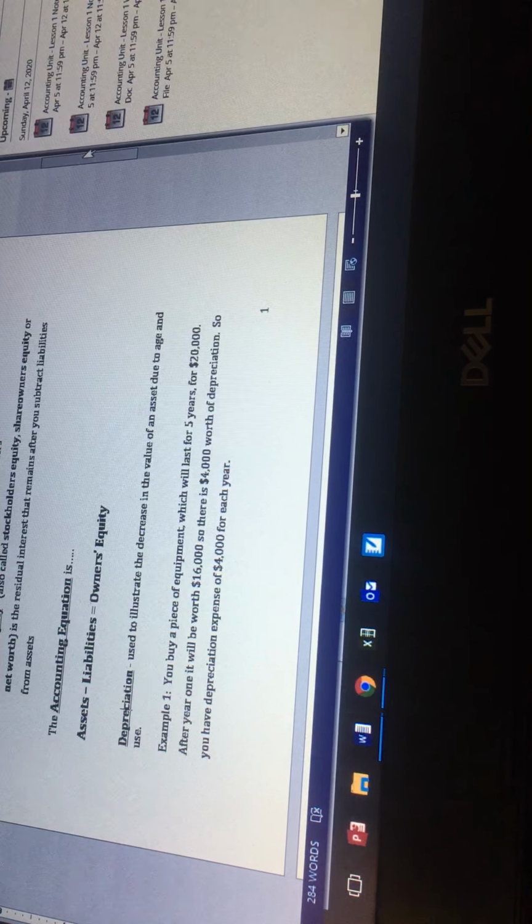So looking back on our pizza shop, remember we had a pizza oven that we said was an asset. Well, that pizza oven's not going to last forever. So you have to indicate that each year it's worth less and less. The first year it's worth basically what you paid for it, but then each year after that you have to reduce its value. So I've given you an example here where you buy a piece of equipment that will last for 5 years and it costs you $20,000. So at year one, when you bought it, it's worth $20,000 as an asset. But after it's got a year's worth of use, you have to reduce it by, in this case, $4,000.